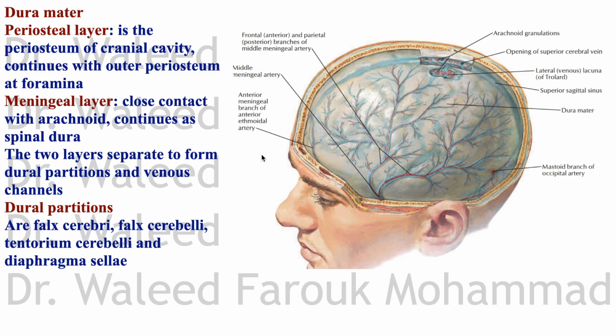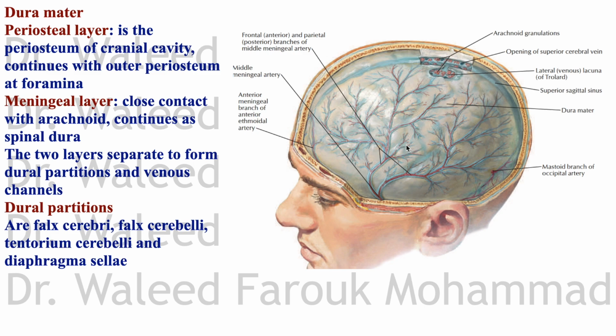It's composed of two layers. The periosteal layer is actually the endosteum of the skull, which lines the skull and continues through the foramen magnum to the vertebral column, so it's adherent to the bone. While the meningeal layer is the one visible here, the one that covers the brain. It's a thick membrane in close contact with the arachnoid and continues through the foramen magnum as the spinal dura.